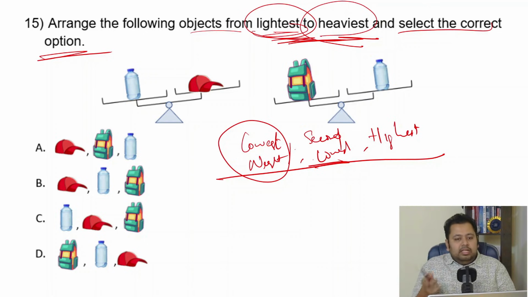Great. So what we see over here is bottle, because the tilt is towards the bottle. We now know the bottle is heavier than the cap, and here we know the school bag is heavier than the bottle. So we know this, and from this you have to find out what is the lightest, what is the heaviest, and what is the second lightest. Pause the video, solve it first, and then look at the solution.